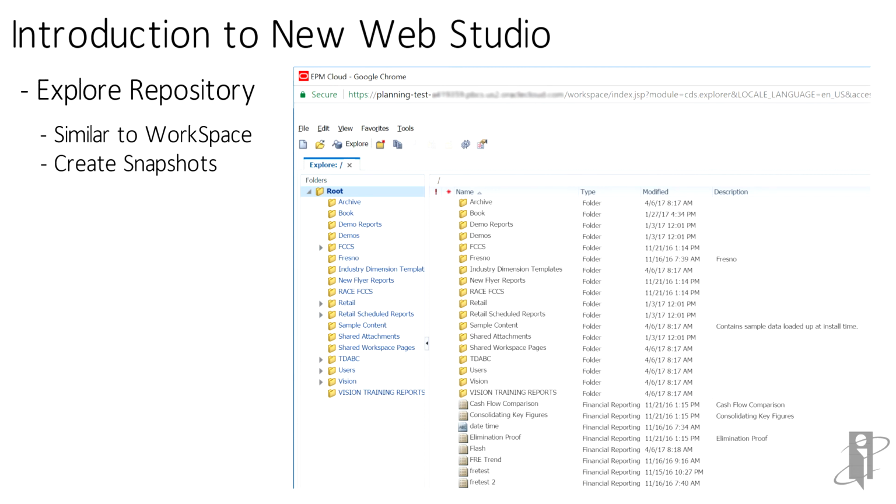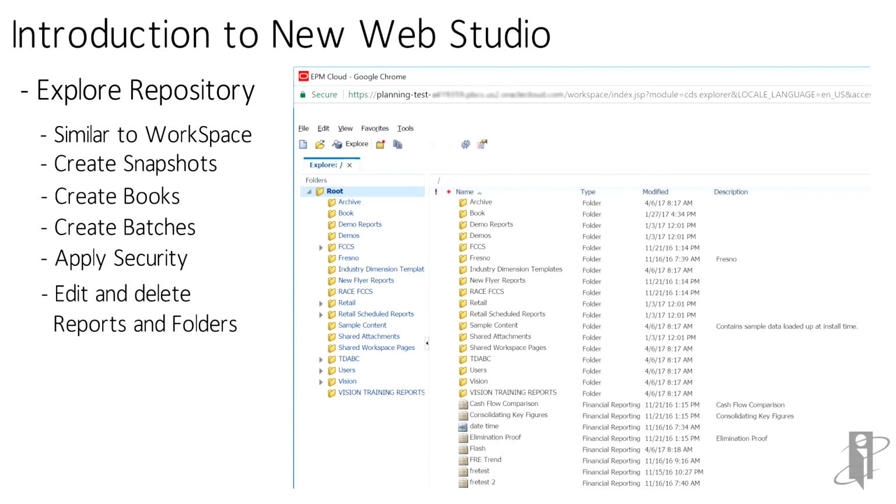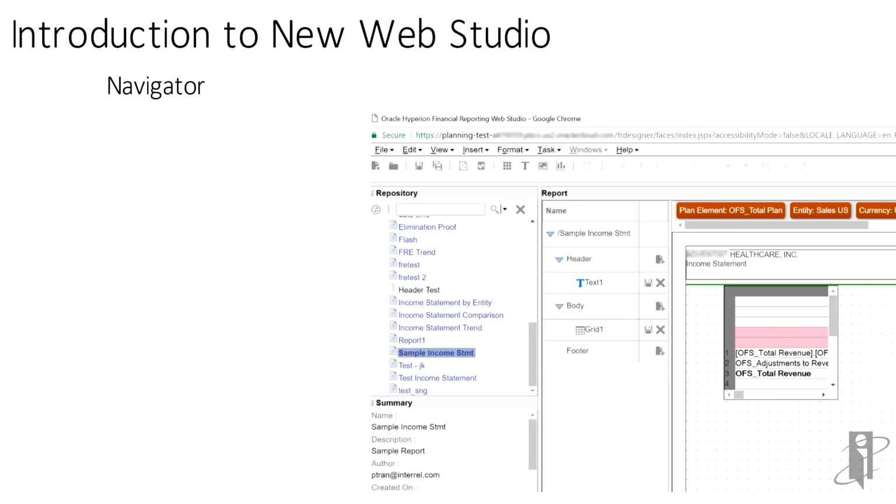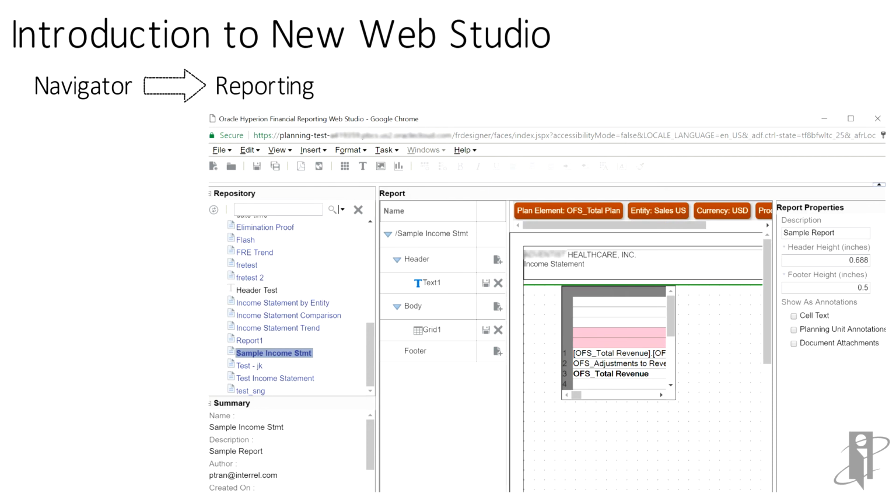Here you can create snapshots, books, batches, apply security, and even edit and delete existing reports and folders, which are not available in the Web Studio. To get to the Web Studio and build FR reports, you would click on the navigator bars, reporting section on the far right, and click on the Reporting Web Studio.